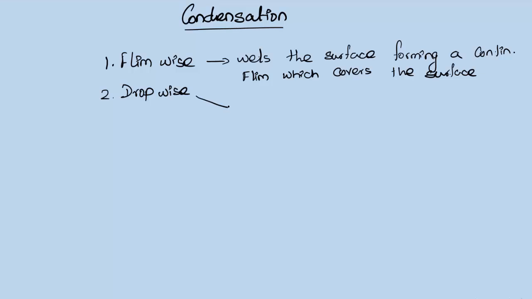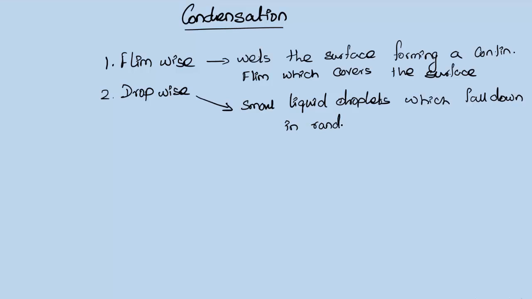The second one is drop wise condensation. In drop wise condensation, vapor condenses into small liquid droplets of various sizes. The size of the droplets will vary, and they fall down the surface in a random manner. Okay, these are the two modes of condensation.